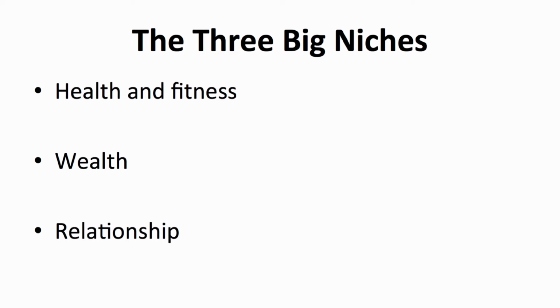There are three big niches in the internet business, which are health and fitness, wealth, and relationship. These three niches are wide and generic, with more specific sub-niches within them. When it comes to defining your niche, you need to be as specific as possible. You can identify sub-niches by doing some research on Google or internet marketplaces such as JVZoo. Type in your keyword and see what comes up in the search results. Also, look closely at the Searches Related To section at the bottom of the search results page.